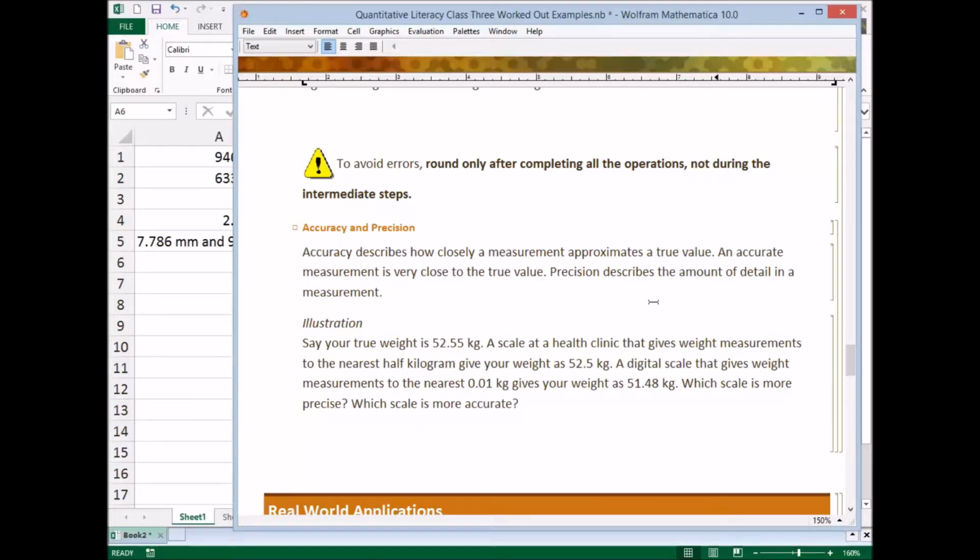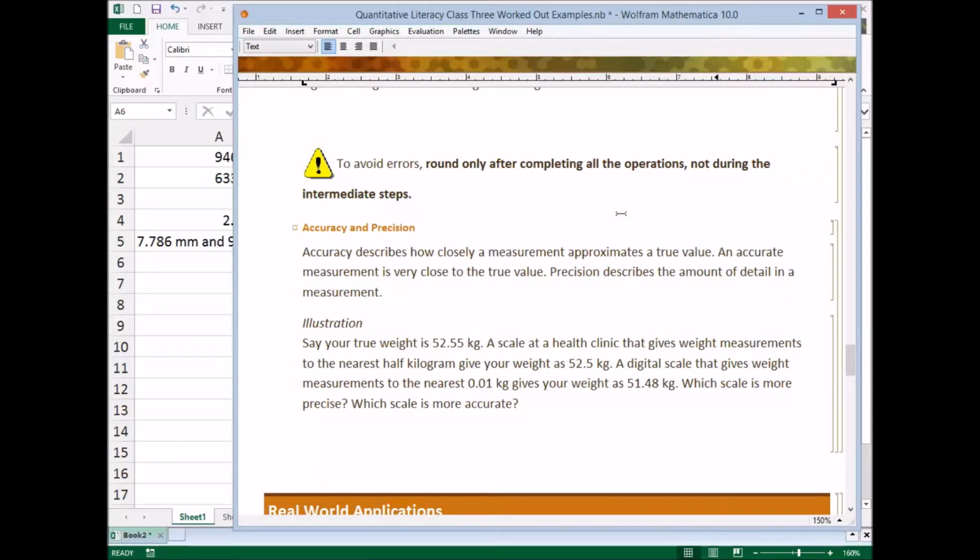So say your true weight is 52.55 kilograms. A scale at the health clinics that gives you weight measurements to the nearest half kilogram gives you your weight as 52.5 kilogram. A digital scale that gives you weight measurements to the nearest 0.01 kilogram gives you weight as 51.48 kilogram. Which scale is more precise and which one is more accurate?